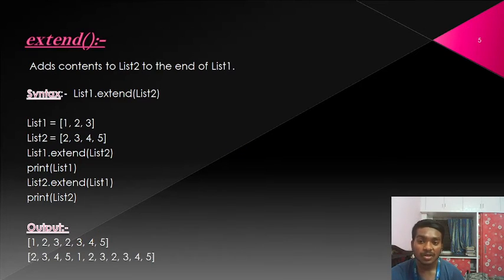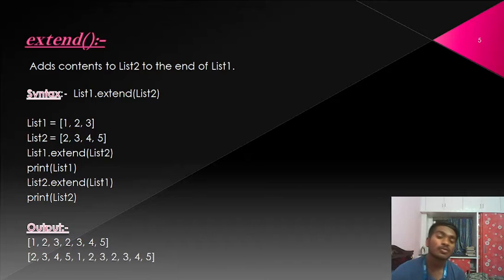Now we are going to see the extend method. Extend method adds contents to the list, at the end of the list. Simply, the extend method is used to add lists. Without the extend method, we can use concatenation of lists. Now we are going to declare the syntax: list1.extend(list2).